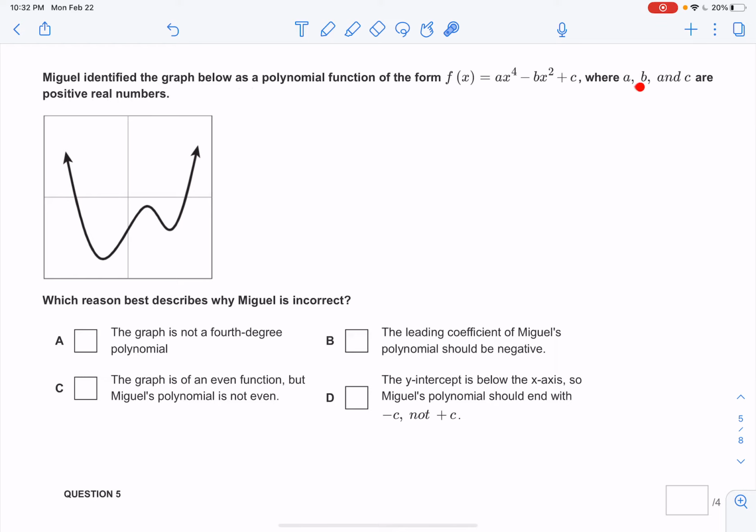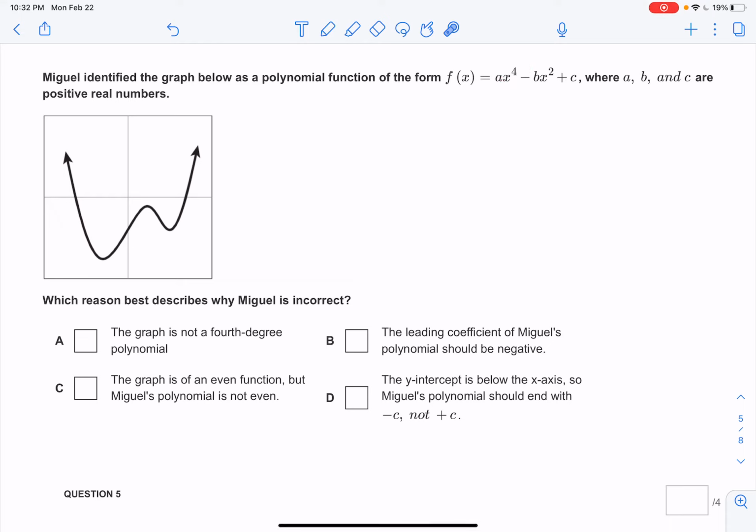This is the polynomial function where a, b, and c are positive. So he said, here we have negative. Remember, b is a positive, so that means it's negative 3 or negative 2, whatever. Okay, the graph is not a 4th degree polynomial. So is this going to be a 4th degree polynomial? Okay, it has 3 extrema. And remember, the degree of the polynomial is 1 minus this. So if it has a 4 here, I should have 1, 2, 3.